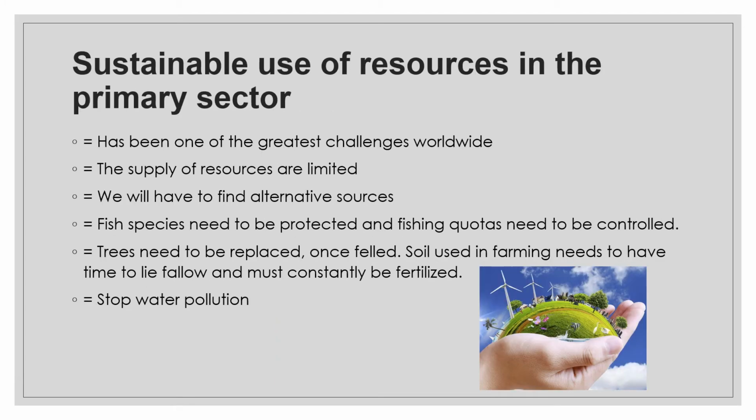Sustainable use of resources in the primary sector. This has been one of the greatest challenges worldwide. The supply of resources is limited, so we will have to find alternative sources. Fish species need to be protected, and fishing quotas need to be controlled. Trees need to be replaced once they are felled. Soil used in farming needs to have time to lie fallow and must constantly be fertilized. Stop water pollution. We need to focus on that.